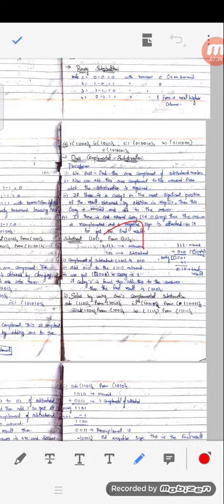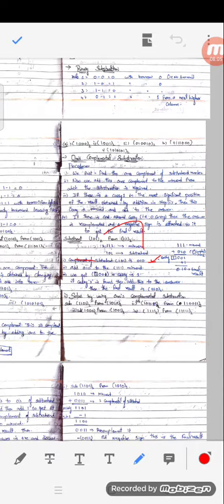So under 1's complement subtraction, the first step is to complement the subtrahend. Take the subtrahend and complement it, which means make the 0s into 1s and the 1s into 0s. In the question, 101 is the subtrahend, and the complement of 101 is 010.